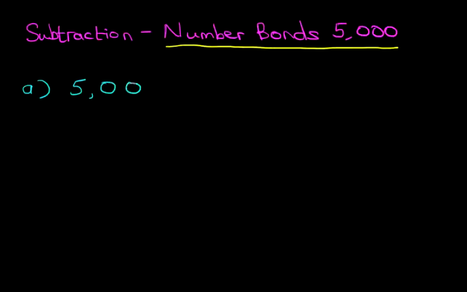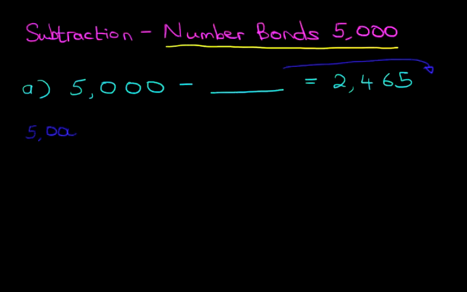5,000 minus something equals 2,465. Okay, now you can actually rewrite this question by moving the something to the right hand side. So it looks like this. It could actually be 5,000 equals 2,465 plus something. So what number added to 2,465 will give us 5,000?